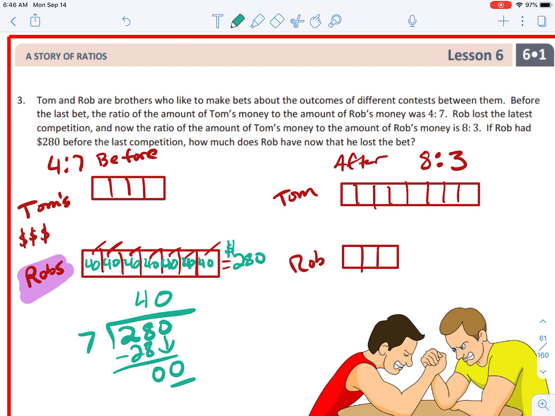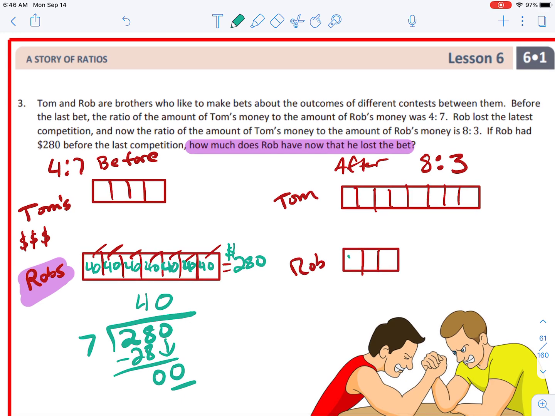Now it's asking us, how much money does Rob have now that he lost the bet? He lost money, but 40 is still going to go in each of his units. So now we put 40 in each of his 3 units. 40 times 3 equals $120, and that is our answer.